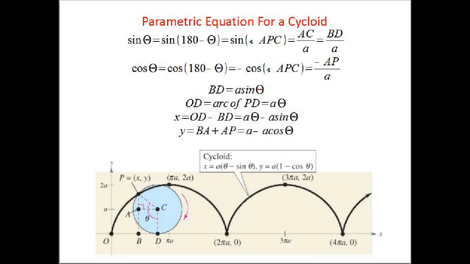For cosine of theta, it is equal to 180 minus theta, and since the circle is rotating clockwise, cosine of theta is negative, and cosine of theta of angle APC is equal to negative AC over A. And if you can see, in this case the triangles would show anyways that cosine is negative.